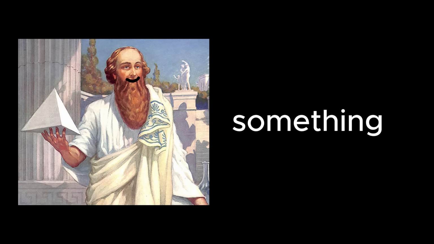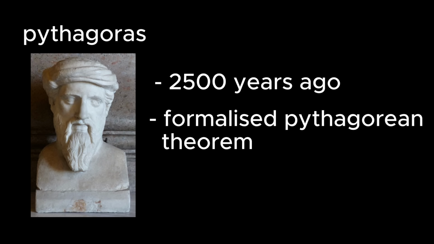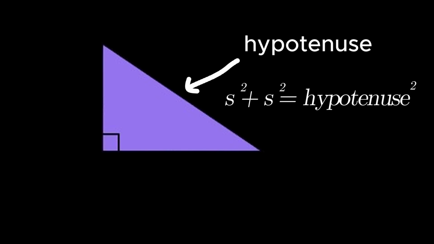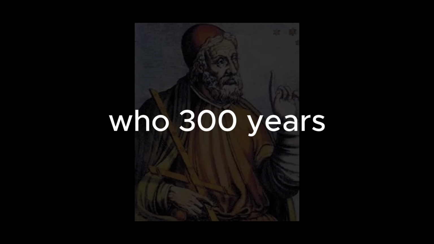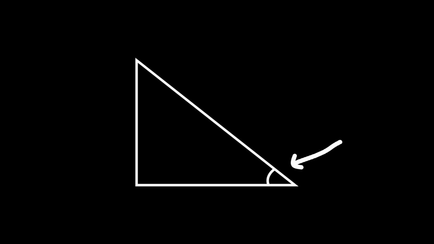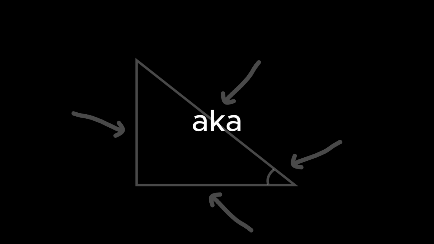Hey, want to see something cool? Said a man named Pythagoras almost 2,500 years ago as he formalized the Pythagorean theorem. It tells us that this side, called the hypotenuse in a right-angled triangle, equals the sum of the squares of the other 2 sides. But that's freaking whack, said this guy who 300 years later gave us a way to calculate the crazy relationship a triangle's angle has with its sides, aka trigonometry.